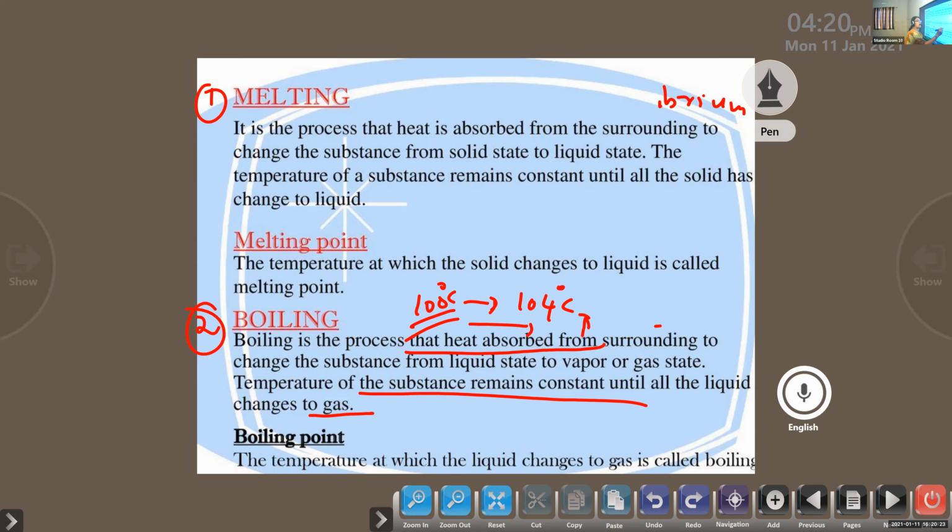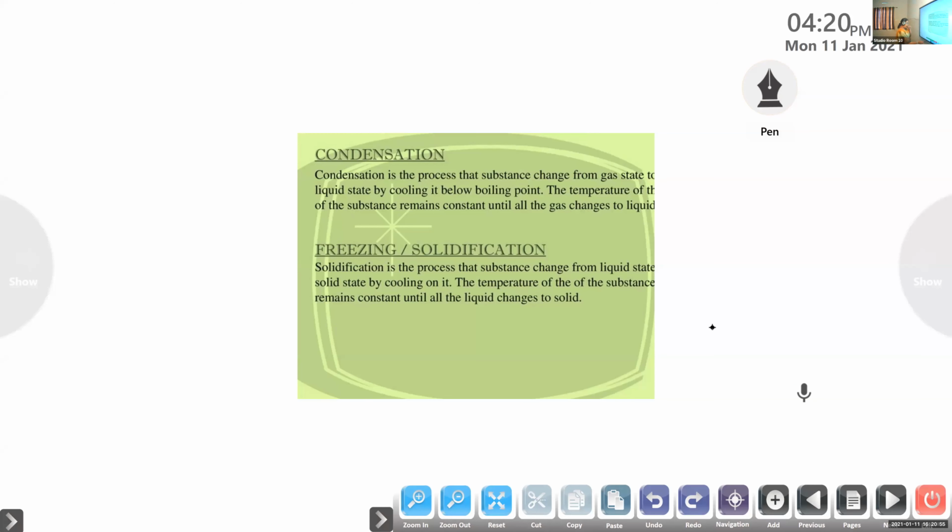But however much heat energy you give, it will not change its temperature. As you continue heating, the next change of state takes place. So we are only discussing boiling. However much heat energy you give, there is no change in temperature, so we can say it is attaining a thermal equilibrium. So the boiling point is the temperature at which the liquid changes to gas. That is the second change of state.